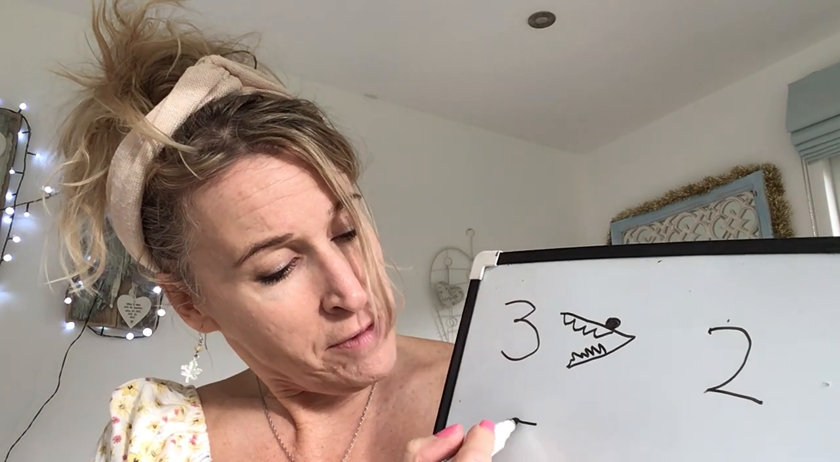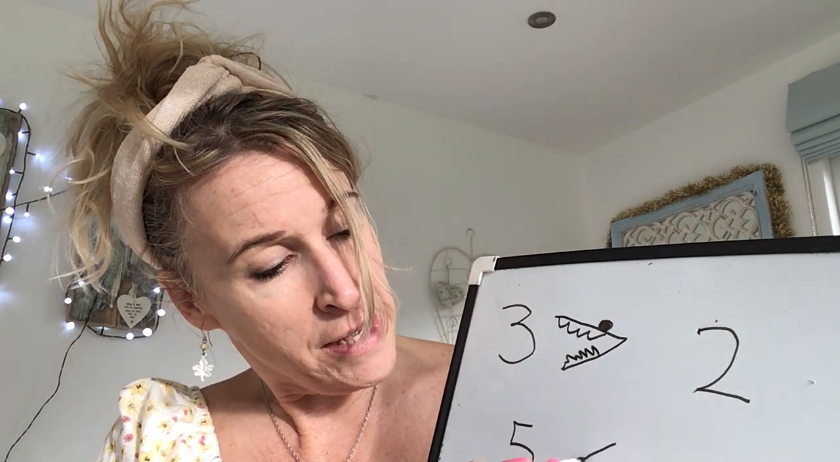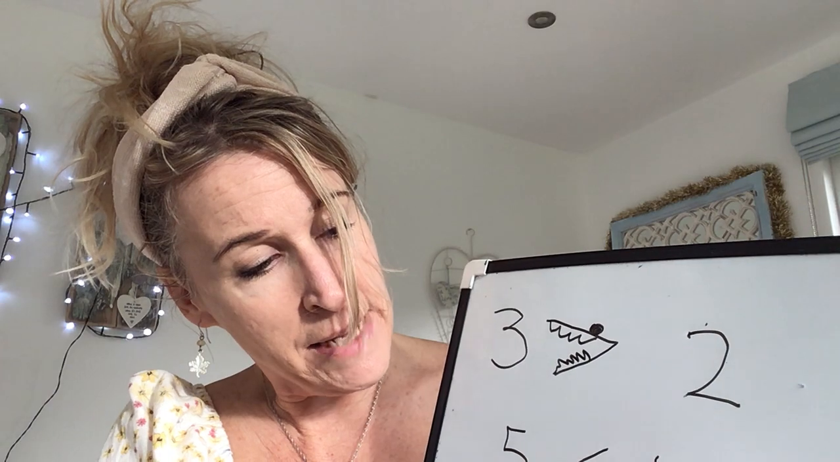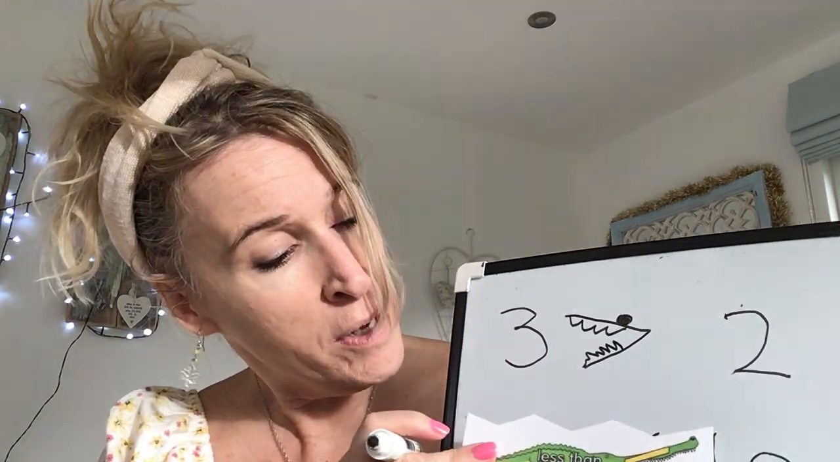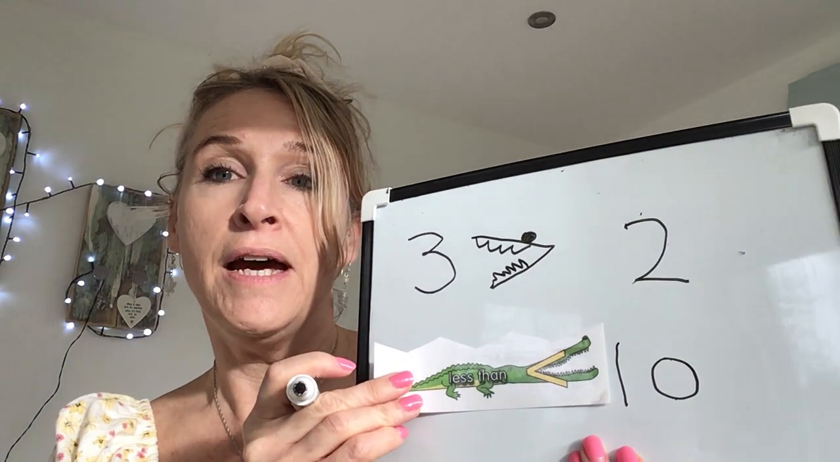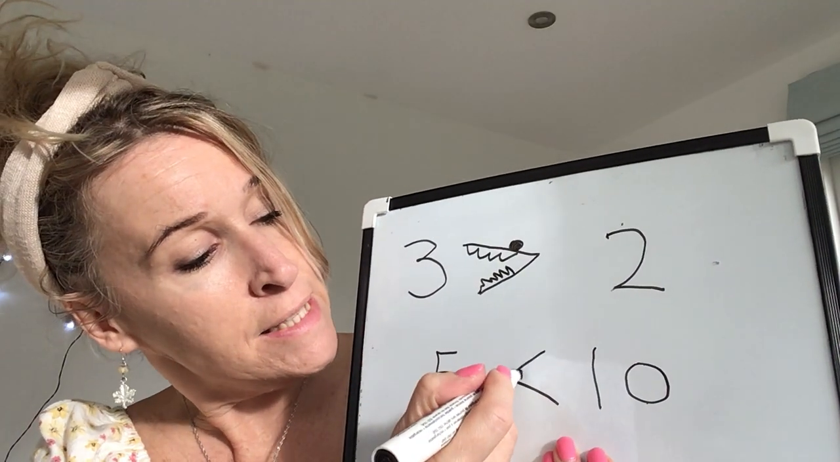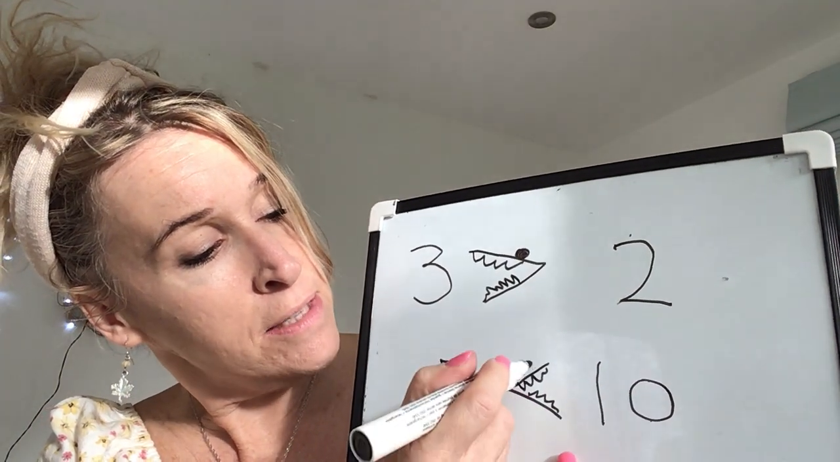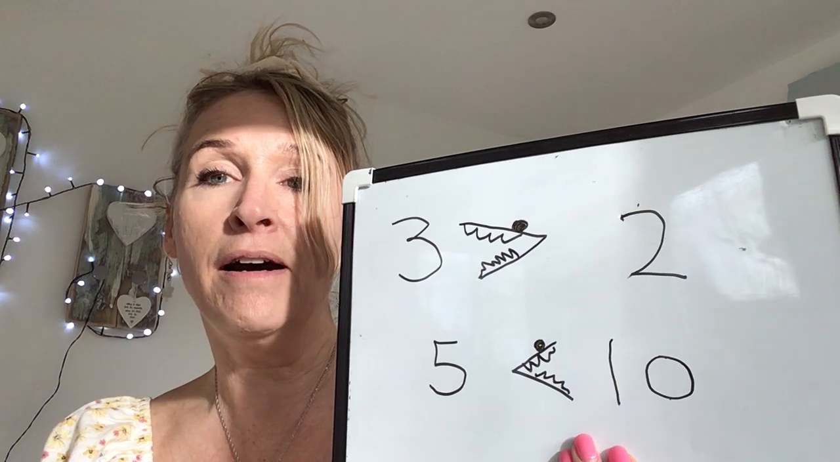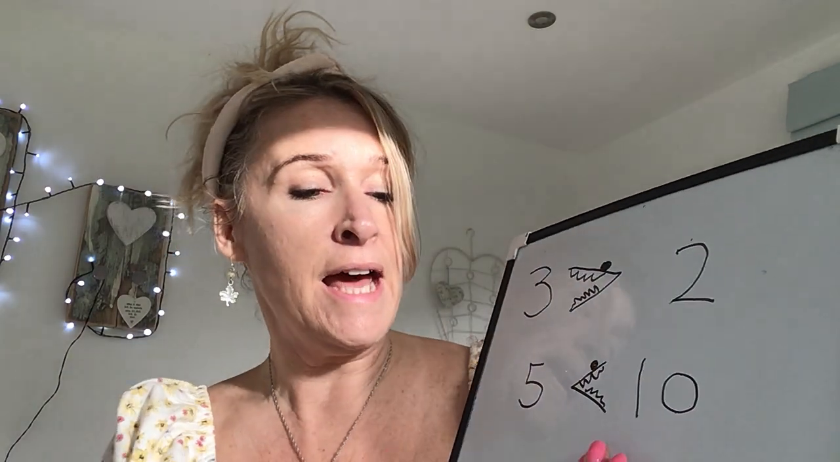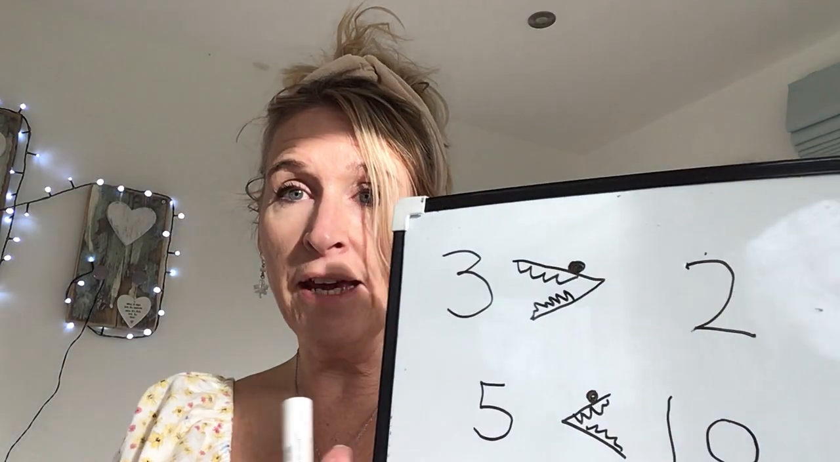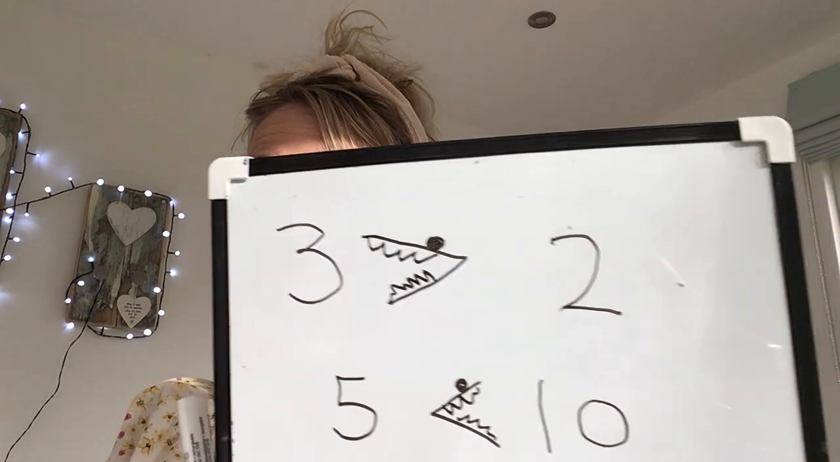Equally the other way round, 5 is less than 10. And again, we can look at it with the crocodile and say 5 is less than 10. I could put the teeth on, draw the little eye, 5 is less than 10. So that's the way round that they go. They always eat the bigger number.